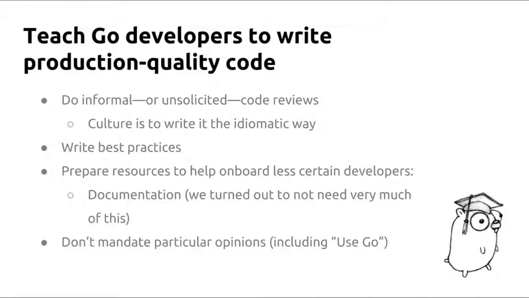Another thing that's important to do if you want Go to scale at your company is teach the developers at your company to write good Go, right? If you have a lot of developers all writing poor Go code at your company, that's not good for Go at your company, right? Like eventually people will catch on. Do informal code reviews or formal code reviews if you can get away with it.